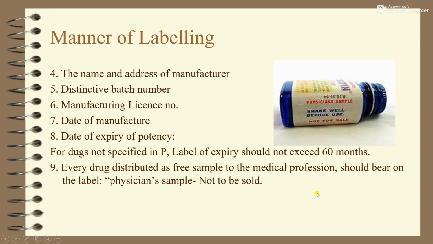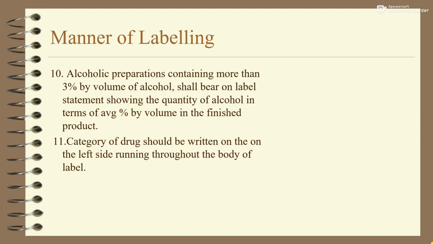This is an example for the same. Next, an alcoholic preparation containing more than 3% by volume of alcohol shall bear on the label a statement showing the quantity of alcohol in terms of average percentage by volume in the finished product. The category of the drug should be written on the left side running throughout the body of the label.